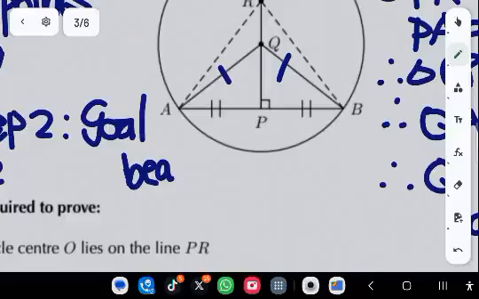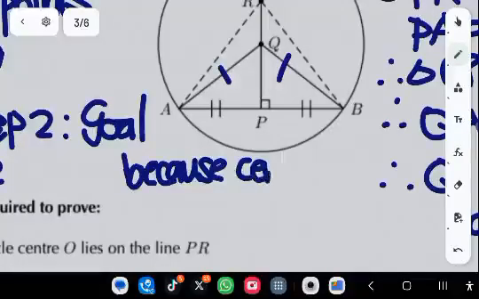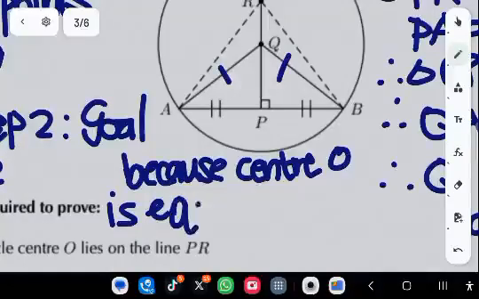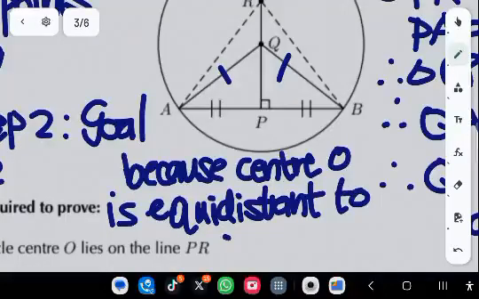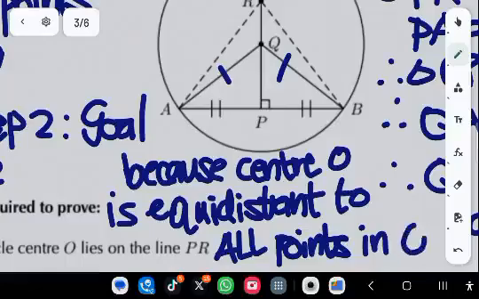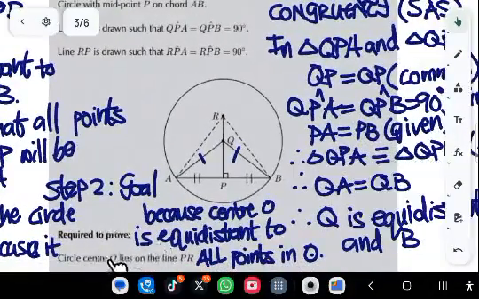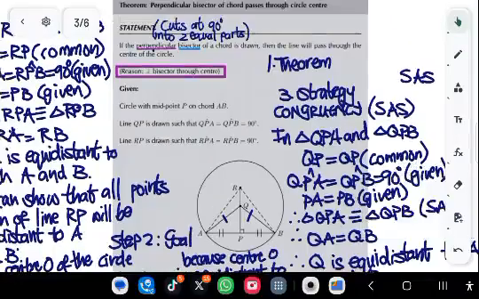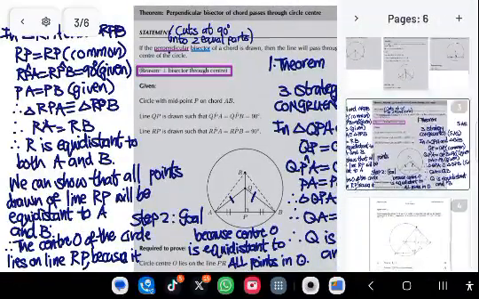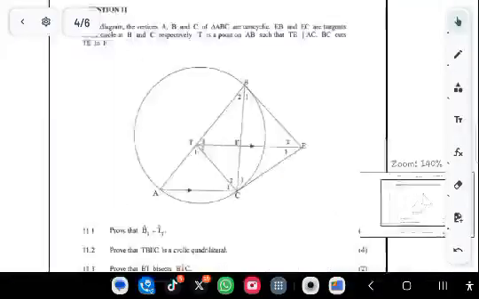Because center O is equidistant to all points in the circle. And that is how you prove that therefore circle center O lies on the line PR. Now let's look at some examples from a past paper.